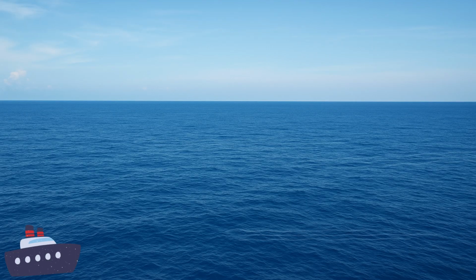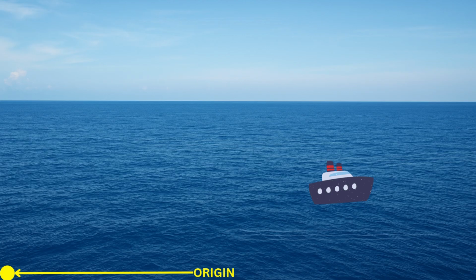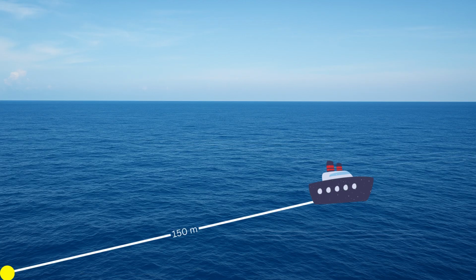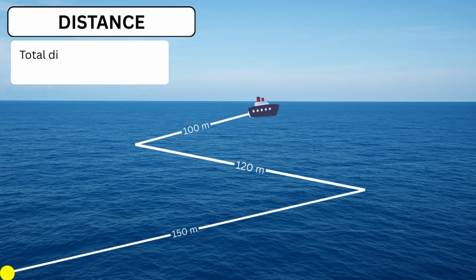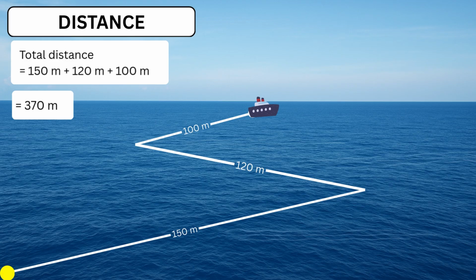Let's imagine a ship sailing through the sea. It starts its journey from a point. Let's call this point the origin. First, the ship travels 150 meters in one direction. Then it changes its direction slightly and moves 120 meters. Finally, it changes direction once more and travels another 100 meters. So, the total distance covered by the ship is 150 plus 120 plus 100 equals 370 meters.